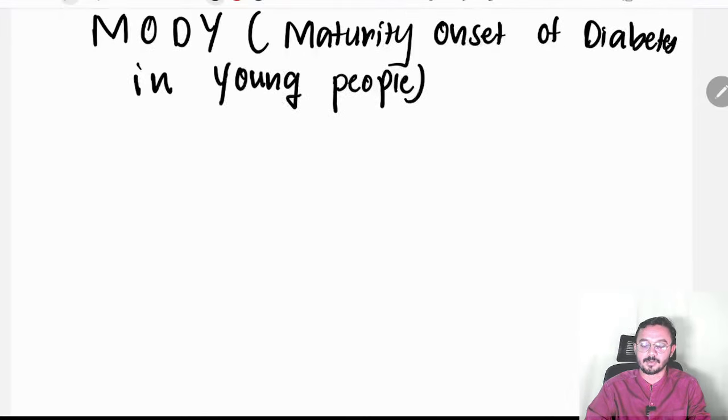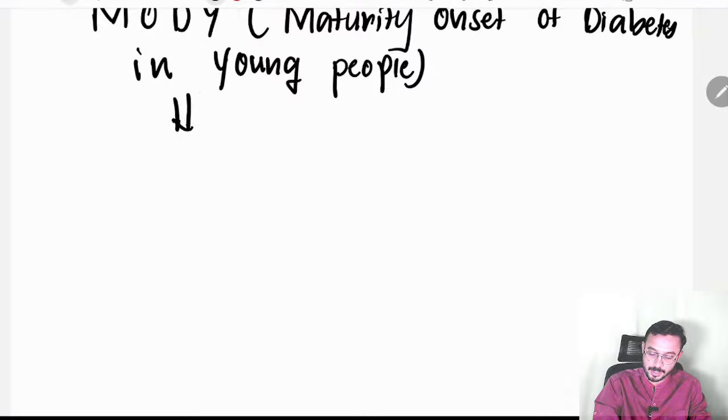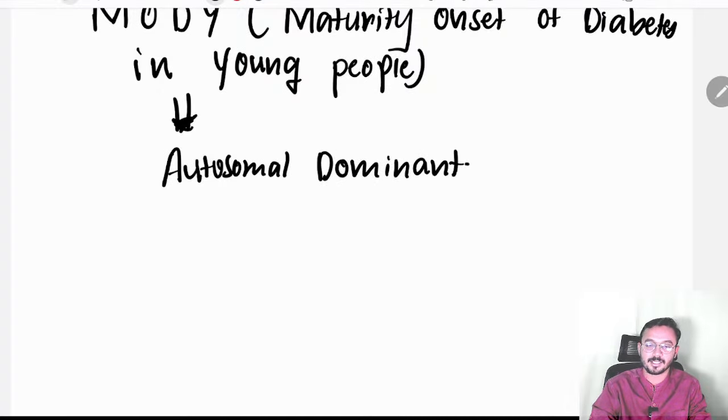Okay, and this is about MODY. What actually happens in this condition is that it is autosomal dominant. So what do I mean by this? His grandfather is also having diabetes, his father is also having diabetes, and he is also having diabetes.